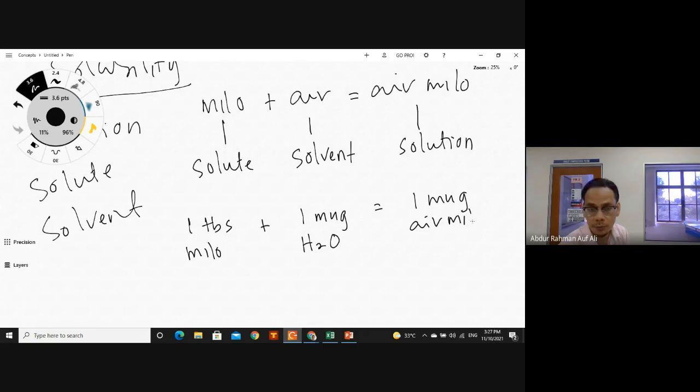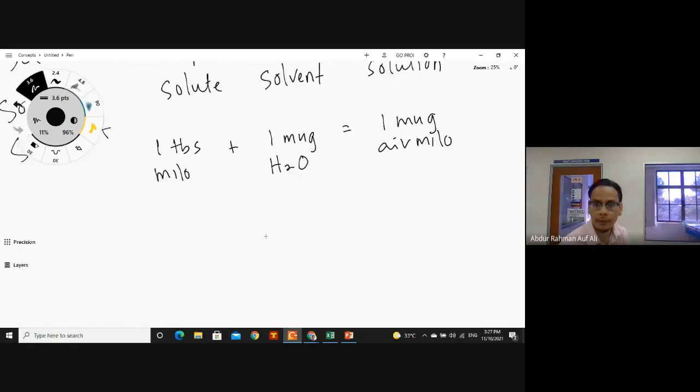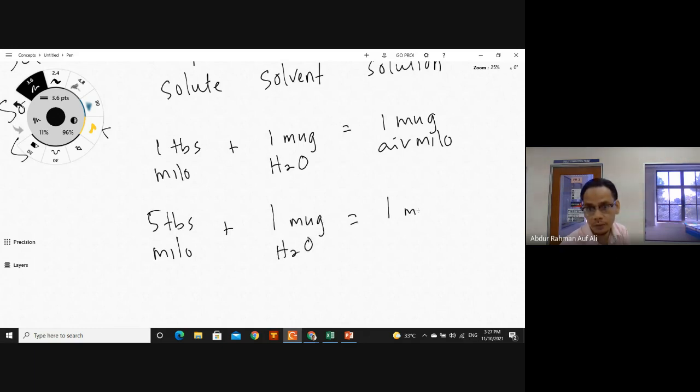But 1 tablespoon is small, kan? Small portion saja. Kamu tak akan dapat Milo yang sedap, Milo yang kau, tak manis, tak pekat. So, kalau kamu nak dapat Milo yang pekat, you would add katakanlah maybe 5 tablespoon of Milo. Tambah dengan the same amount of water, 1 mug juga of water. And then you get also 1 mug of air Milo. But yang kau nak, okay, lebih pekat.